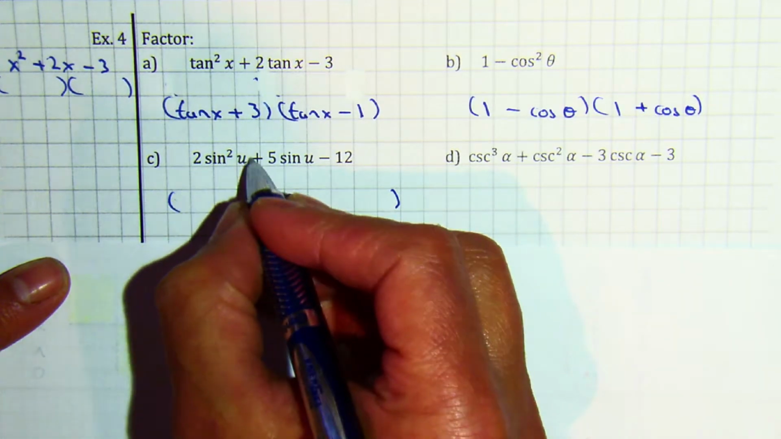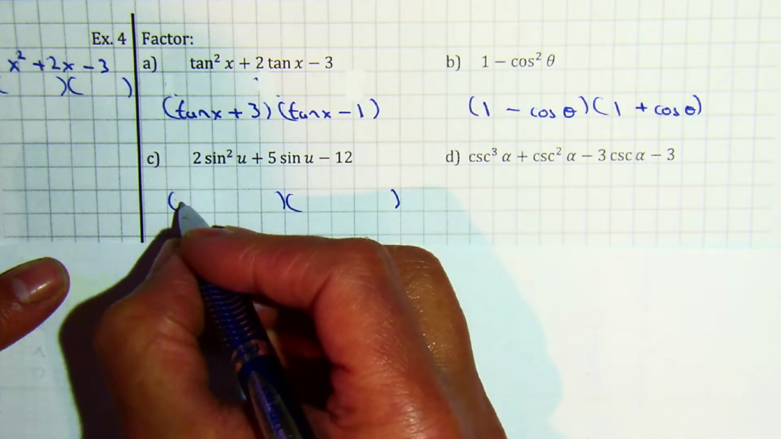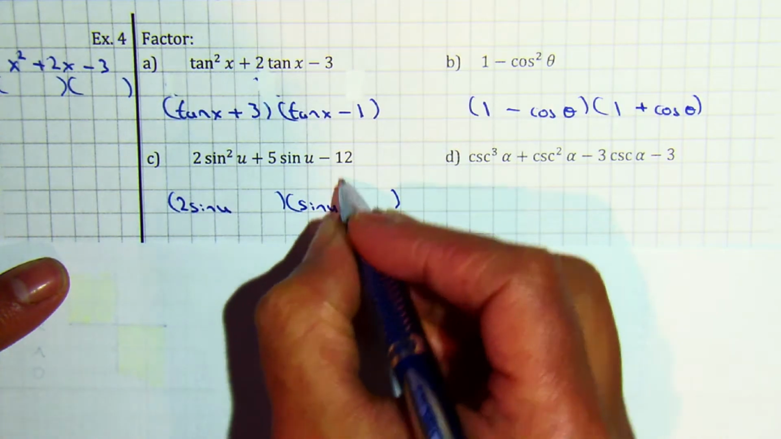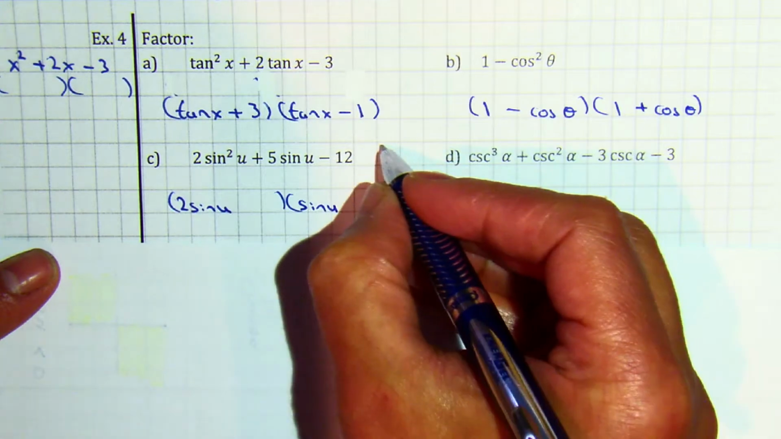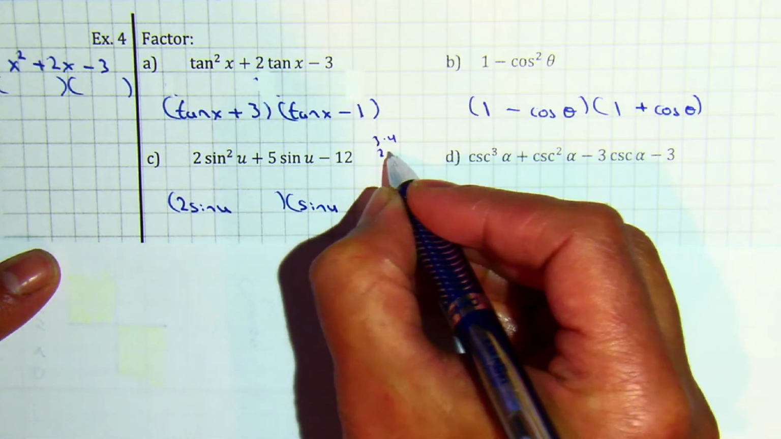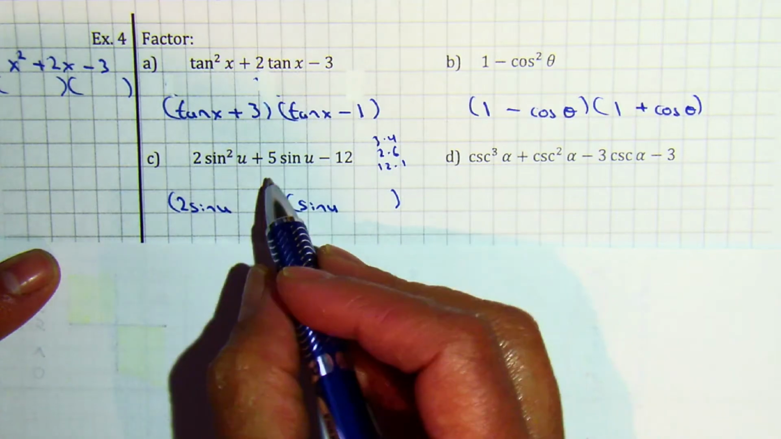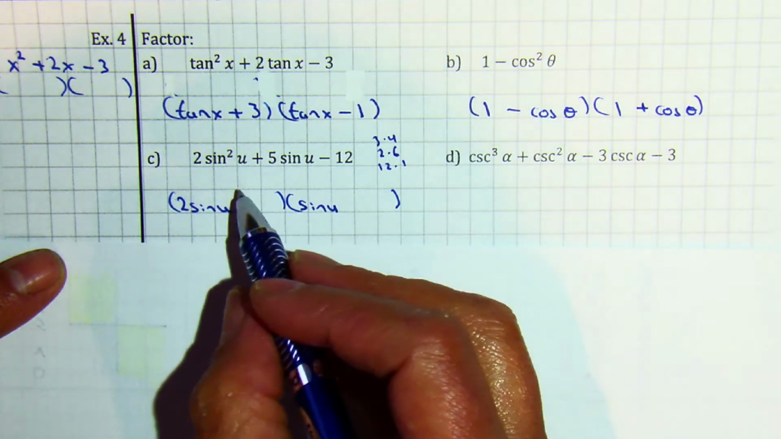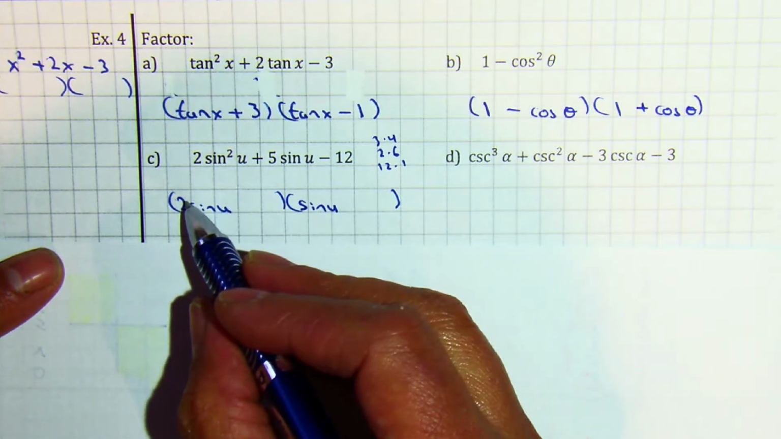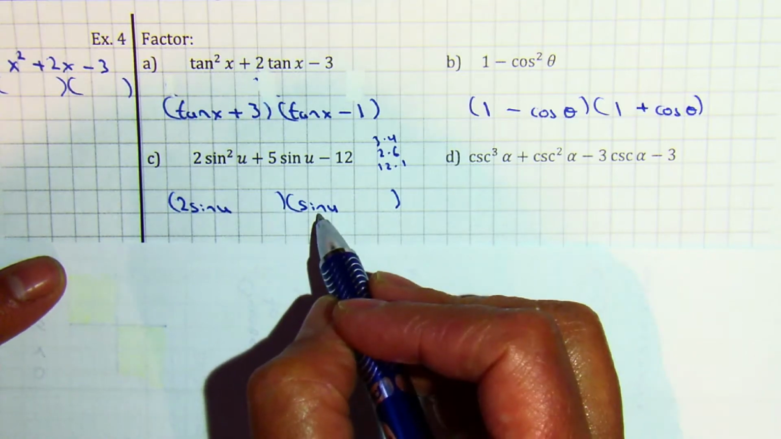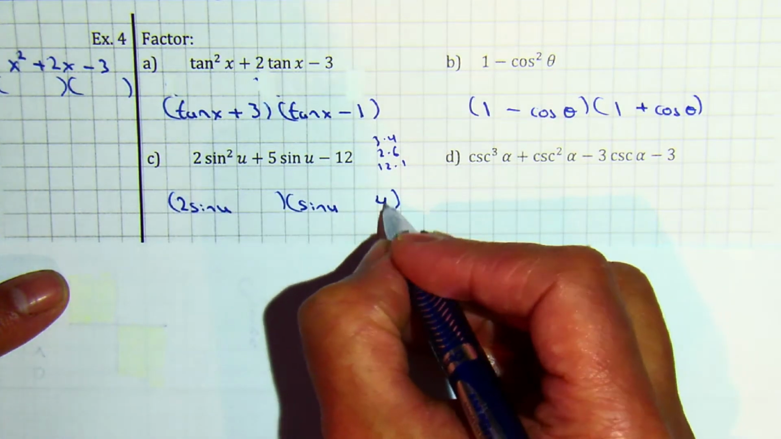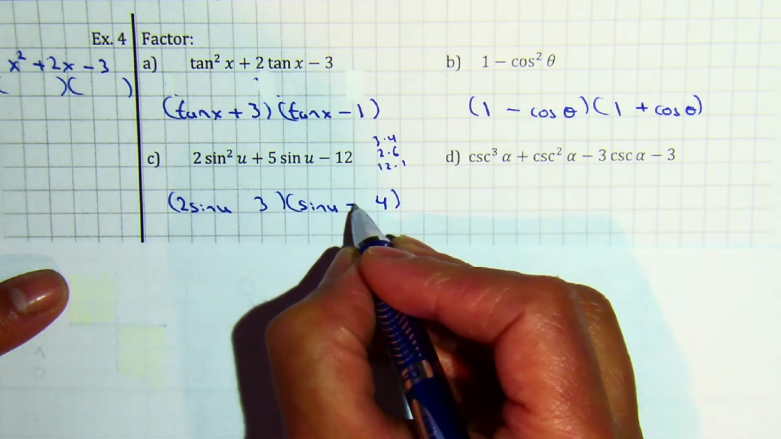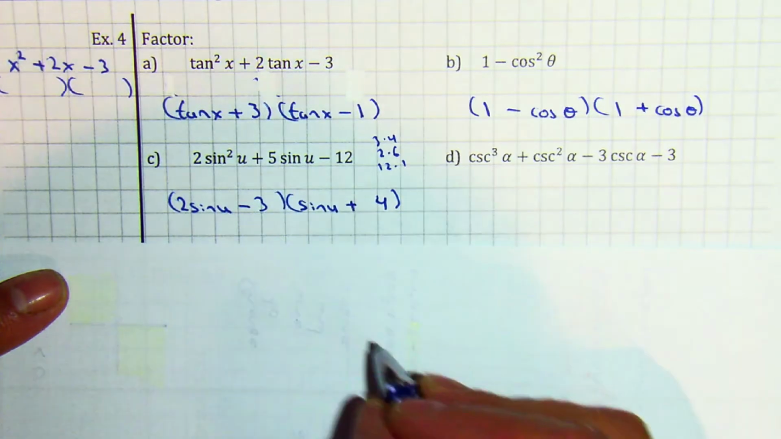Factors of 2 sine square of u will be 2 sine of u multiplied by sine of u. Factors of 12 can be 3 times 4, 2 times 6, 12 and 1. I need to end up with 5. So which one should I use? 4, 3, 6. Correct. So that should be 4 here, because that gives me 8, and 3 here. So that will be positive 8, and negative 3 will give me positive 5 that I need.